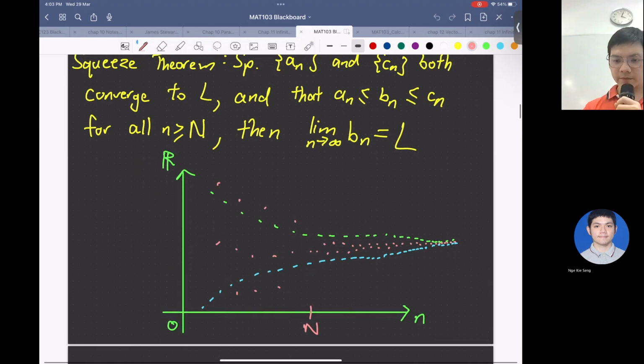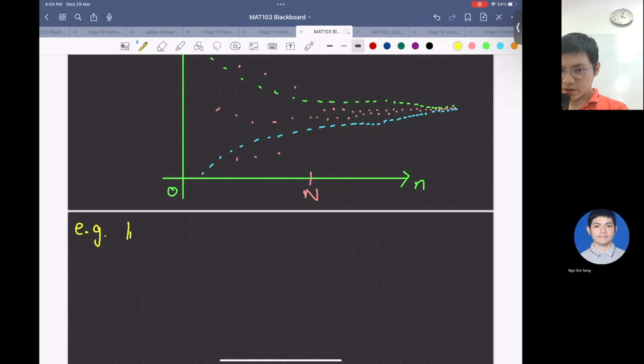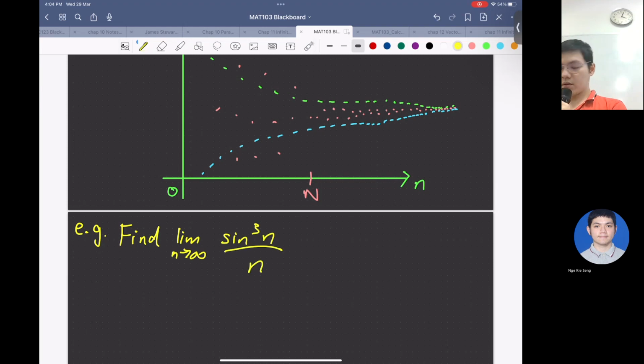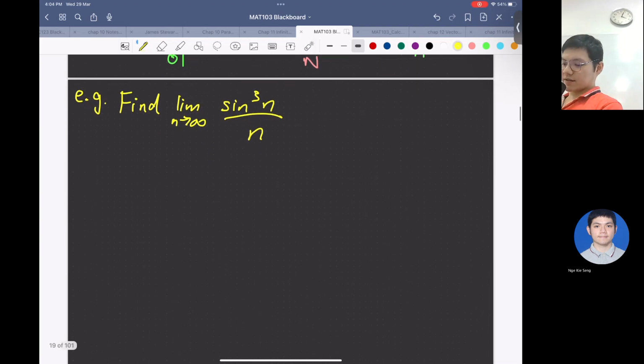So, squeeze theorem. Examples. Let's look at examples. Let's find the limit of the following. Okay. So what's the sequence here actually? I forgot to prepare this from this picture here.